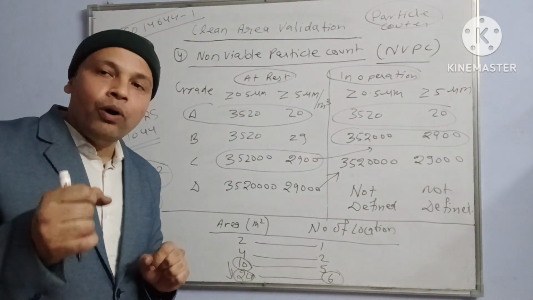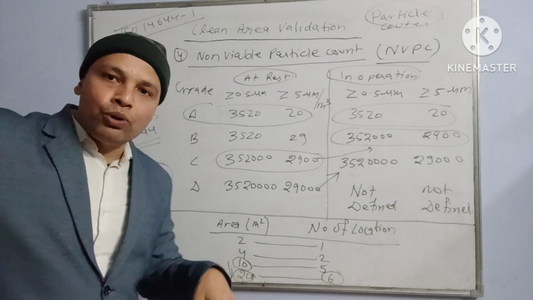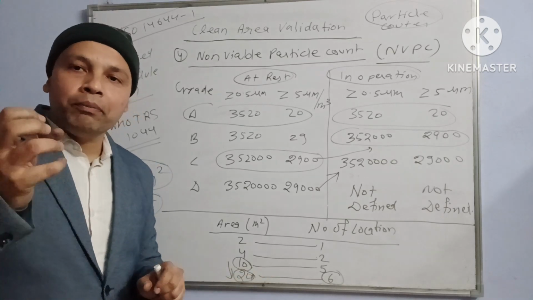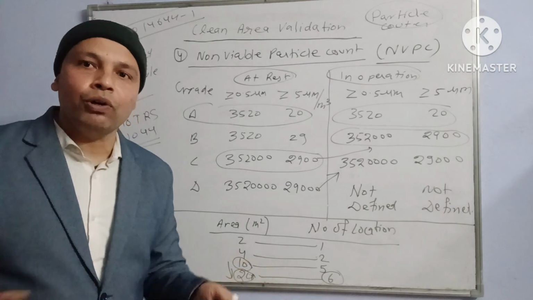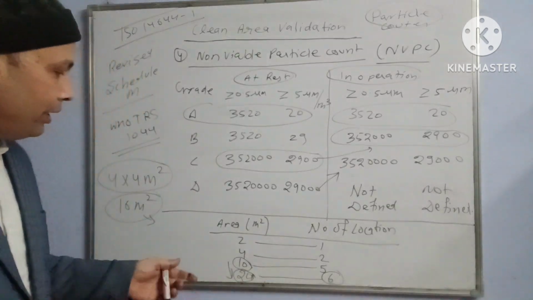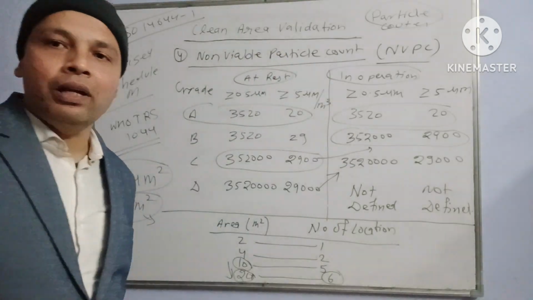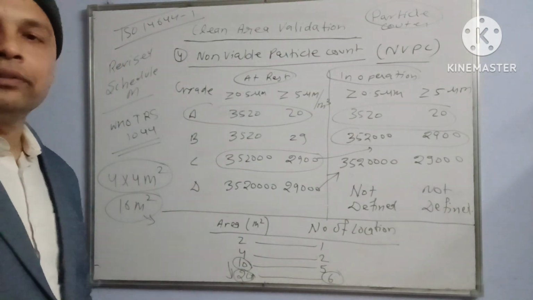We need to perform the testing for 6 different locations. Suppose 4 corners, center and other locations that are critical locations. We need to select these first of all on the basis of validation. Then we have to take the sample. So in this way we can perform the non-viable particle count test. Right?